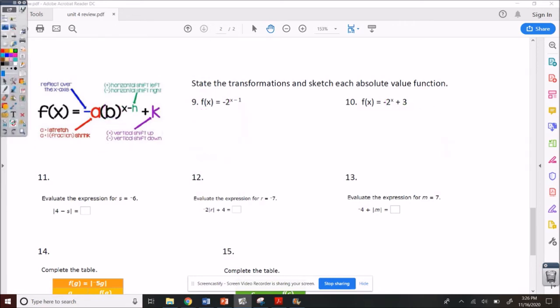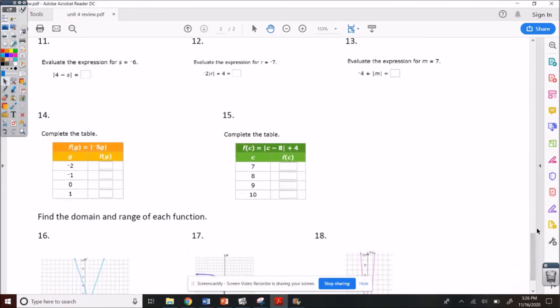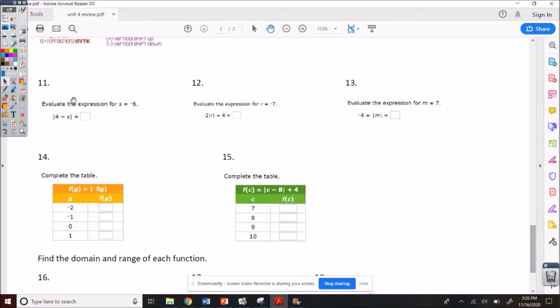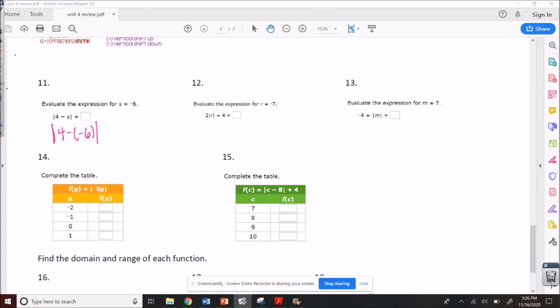Okay, last section is about absolute value and completing a table and evaluating. Oh, and then we have some domain and range. It says evaluate the expression for s is equal to -6. That means we're going to substitute in a -6, simplify inside of the absolute value, and then if it's negative, we make it positive. So 4 minus -6 is the same thing as the absolute value of 4 plus 6, which is 10. Absolute value of 10 is 10. If it's positive, it stays positive.